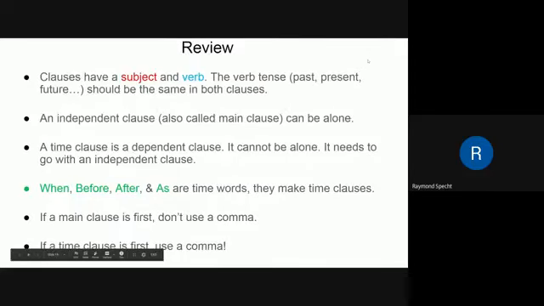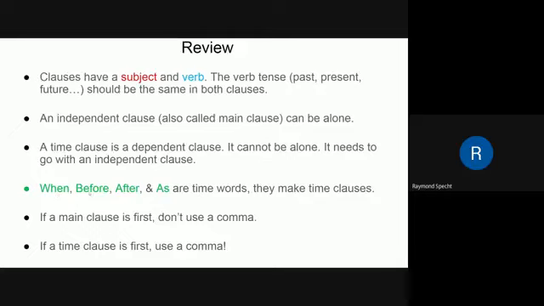Let's take a minute to review here. Clauses have a subject and a verb. The verb tense, past, present, future, should be the same in both clauses. An independent clause, also called main clause, can be alone. A time clause is a dependent clause. It cannot be alone. It needs to go with an independent clause.